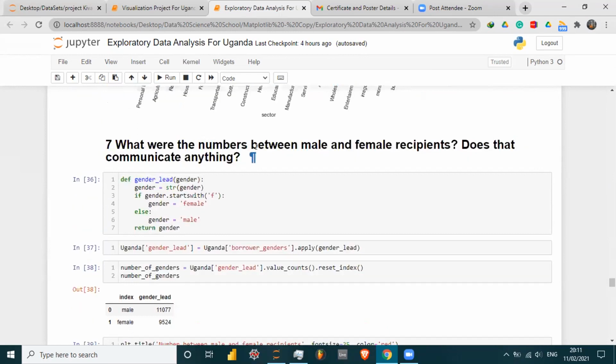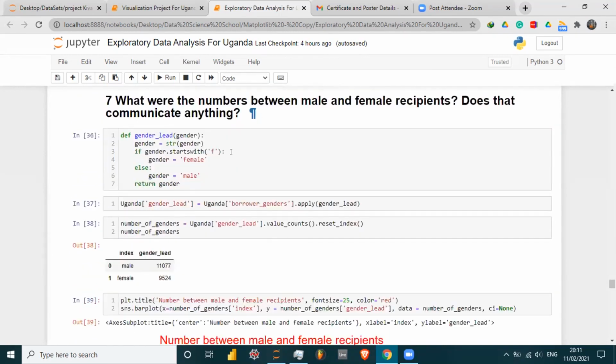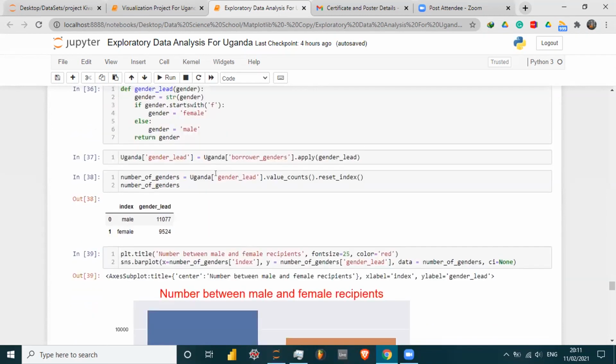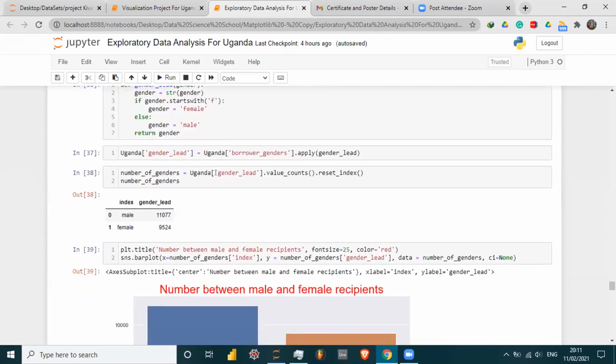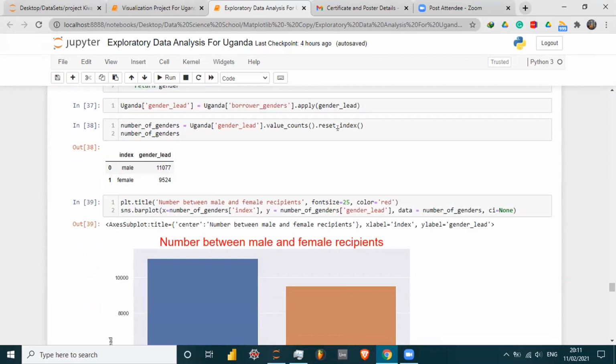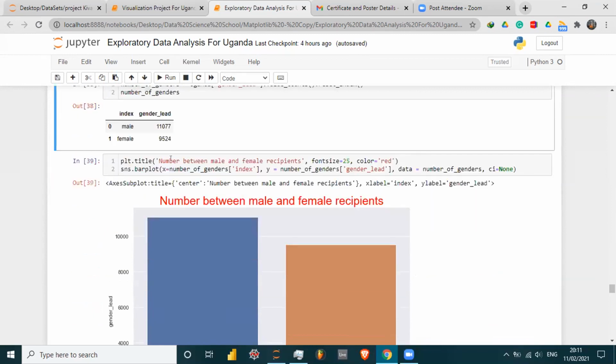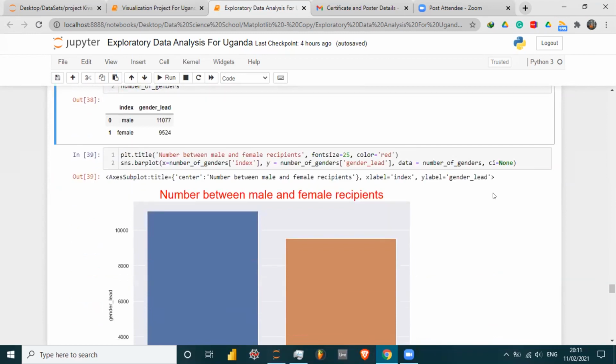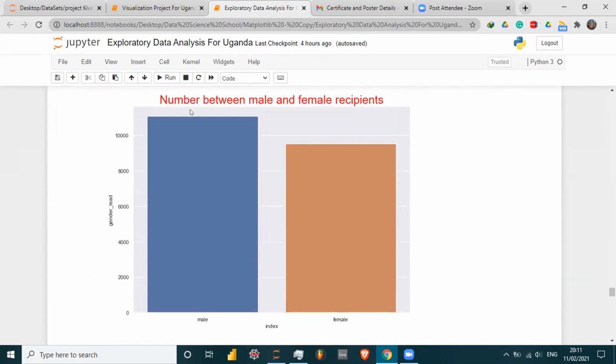What were the numbers between male and female recipients? Does that communicate anything? So here I created a function so that I could change the values for the gender lead. Then after that, I did value counts to sum up how many males and females there were in my Uganda data. From there, I plotted it with Seaborn so that I can have it visually.